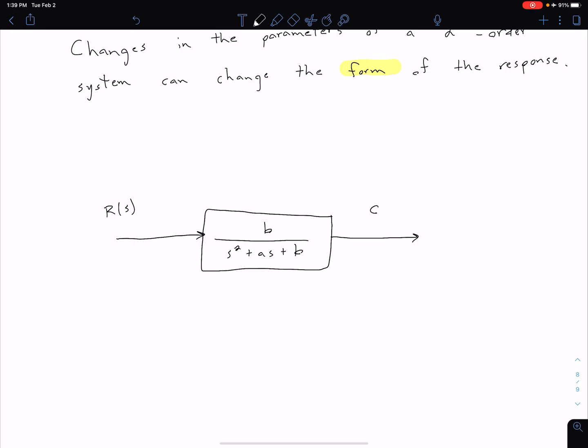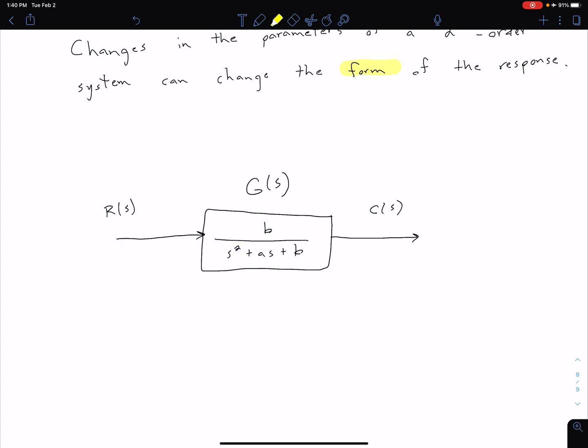So R of s is our input, C of s is our output, and of course in the box here we have our transfer function g of s. Now, I know that this is a second-order system because our highest order term in the denominator of the transfer function is s squared, and because of this, I also know that we're going to have two poles. So s squared means two poles for our system.